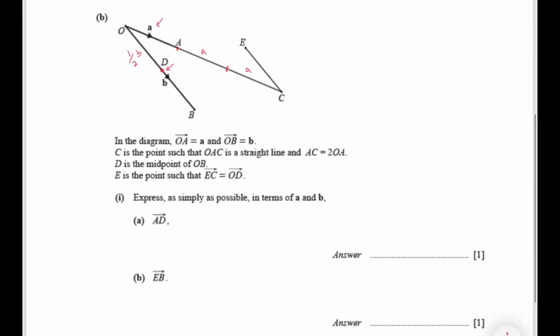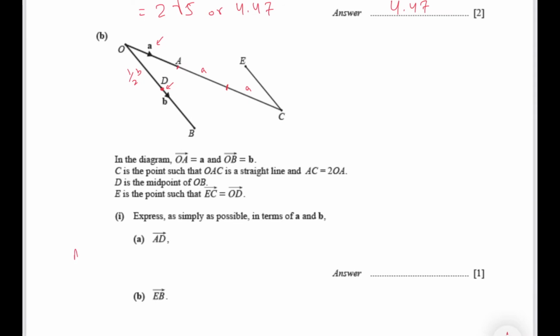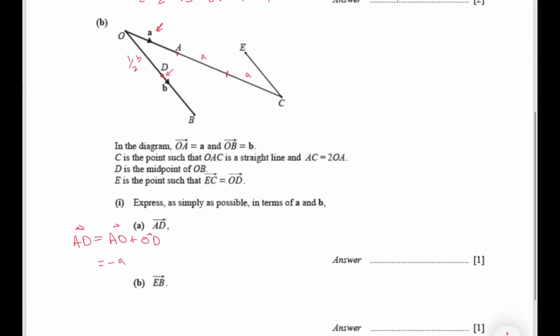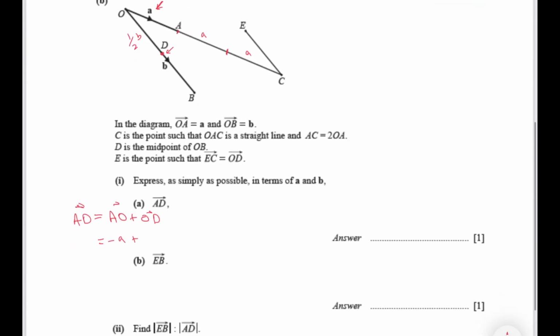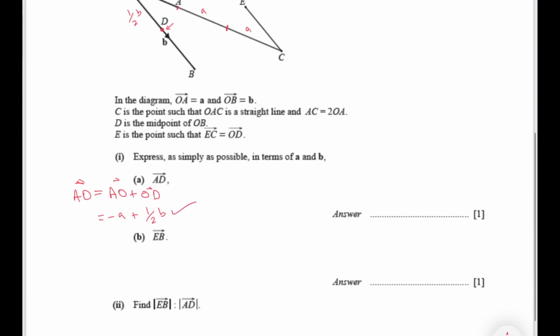The first part says express as simply as possible in terms of a and b, the vector AD. That means in order to find the vector AD, we have to go from A to O and then from O to D. So let's see, OA was simply a, but since we are going in the other direction, we use negative a, and OD is given to us now. We use negative a plus half b, which is our final answer. So we can write it this way, 1/2 b minus a, which is the vector AD.